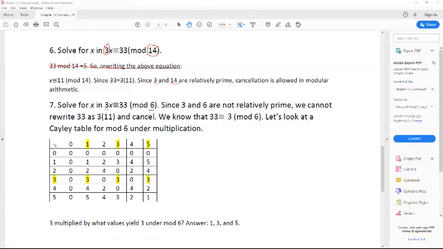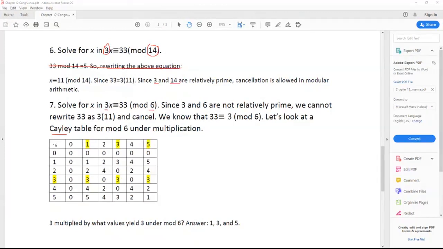What I chose to do for this one, because I like my math to be visual, is I chose to put the modulo 6 set in a Cayley table here. And since we're in modulo 6, our row and column entries will be the integers 0 through 5. Notice that if I multiply 3 times 1, I get 3. Also, 3 times 3 gives me 3. And 3 times 5 gives me 3.